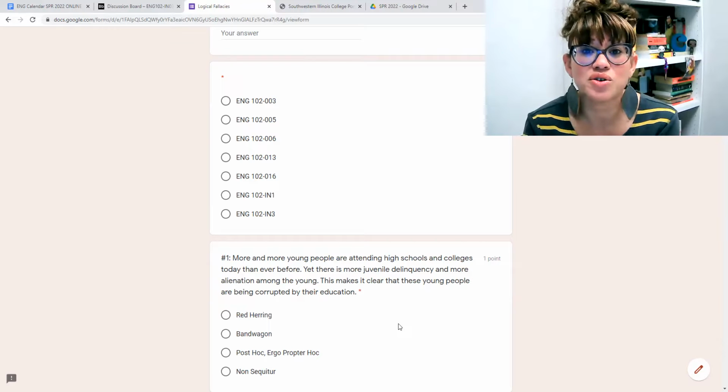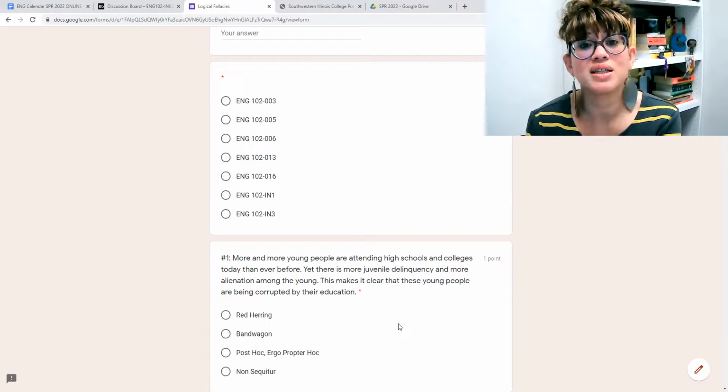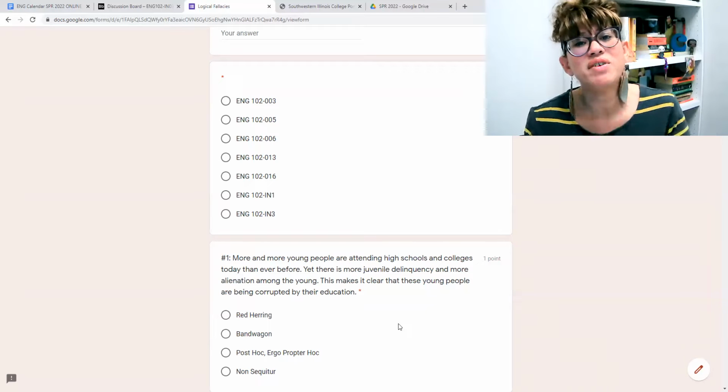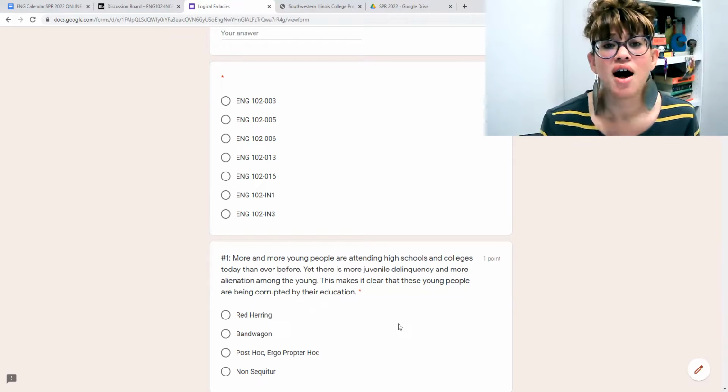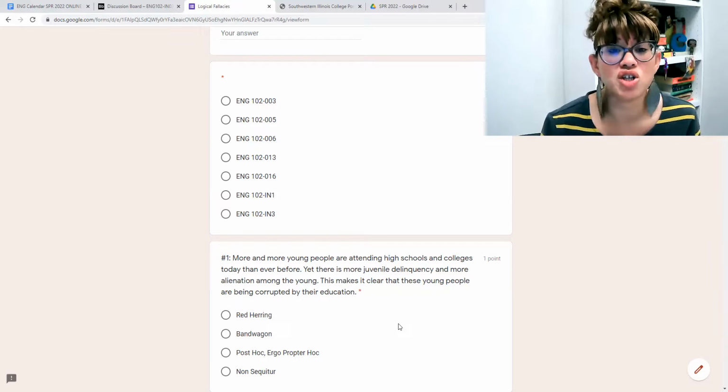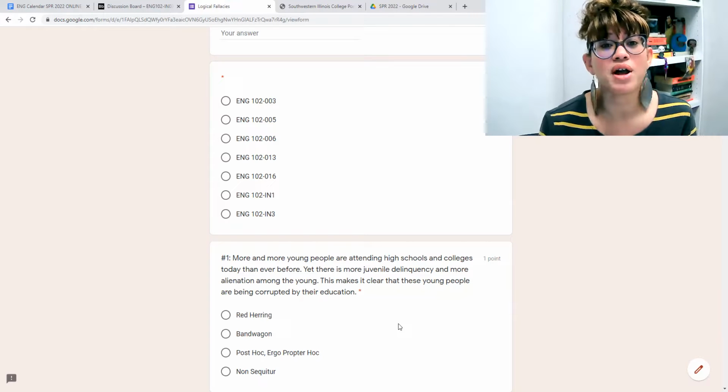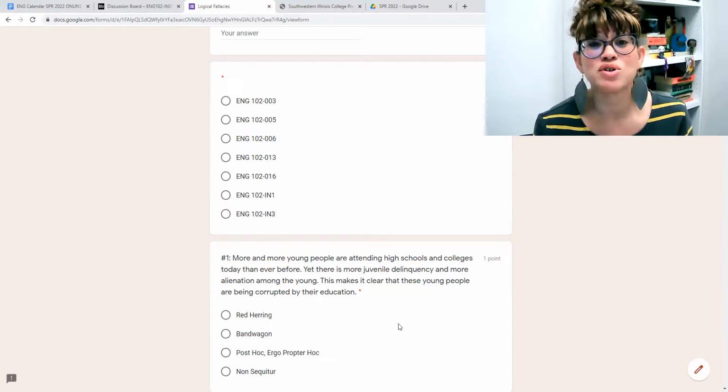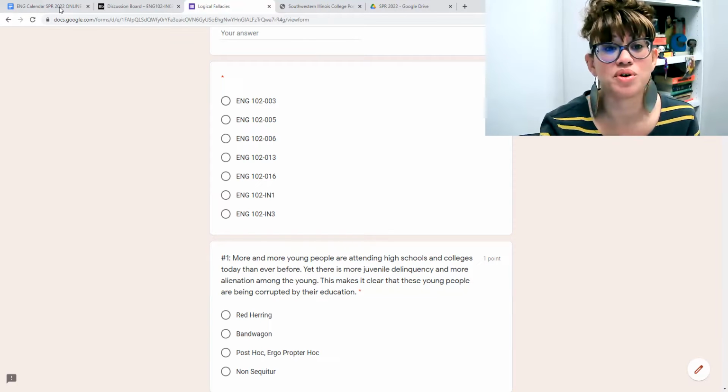And just like your first Google activity, it's my hope that this is kind of a review of information that you've seen before, even if you haven't necessarily used this terminology to talk about logical reasoning before. It's really important that we're able to identify some of these pitfalls before we start working on our position papers and as we are doing our debate discussion boards.